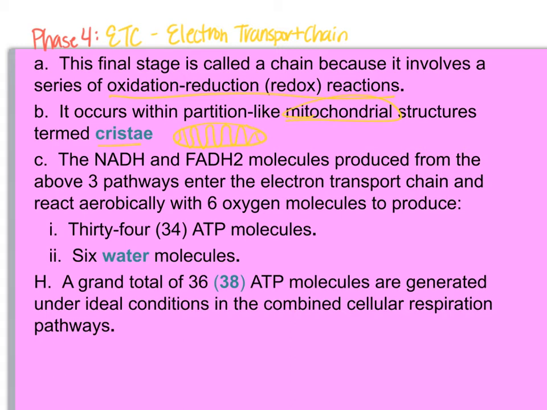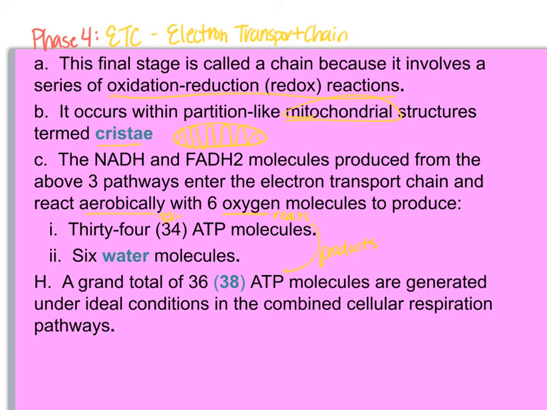So, NADH and FADH2 that were produced in the Krebs cycle are going to go into the ETC, the electron transport chain. And this is aerobic, okay? So, again, it's going to have oxygen. So, oxygen and NADH, FADH2 are going to be reactants. And at the end, they're going to produce anywhere from 32 to 34 ATP. Okay, so these are products here.